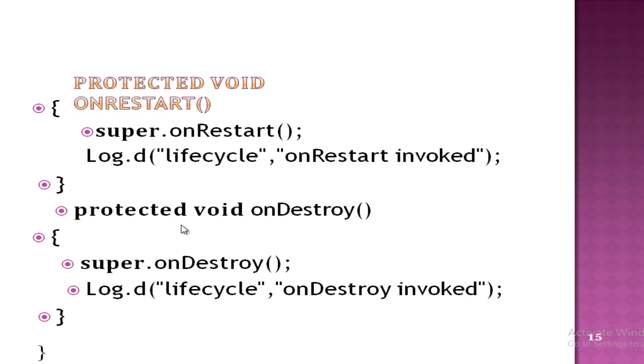Last, protected void onDestroy. Destroy means the activity is destroyed by the system. When we are going to close any application, the destroy method will be called, either manually or by the system. So this is about the onDestroy method.